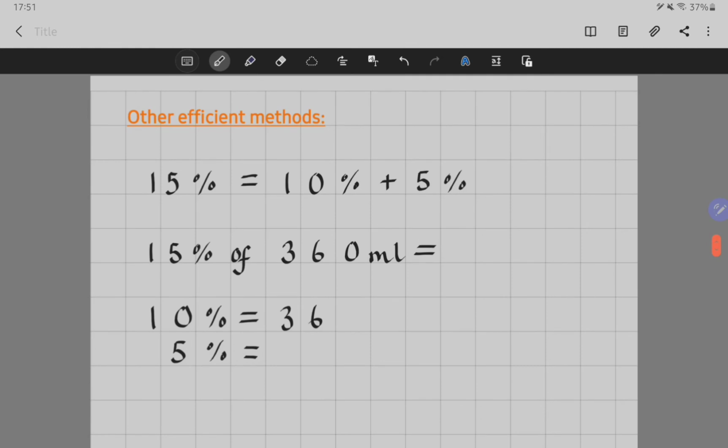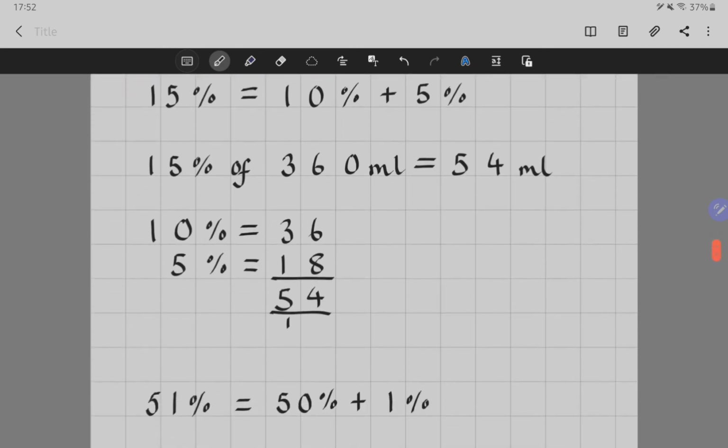So I can halve my original answer. So 36 divided by 2. That would give me a total of, well, 30 halved is 15, plus half of 6, which is 3. That gives me a total of 18. Add those together. 6 plus 8 is 14. 3 plus 1 is 4, plus another one is 5. 54. So my answer, 15% of 360 millilitres is 54 millilitres. So for some of you, you might go, oh, I don't like that method. But for those of you that are confident working mentally, I recommend that one for speed.